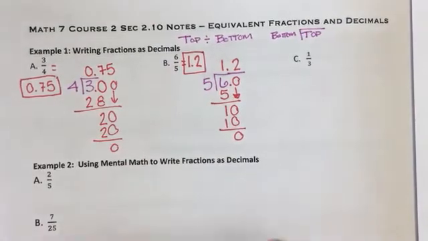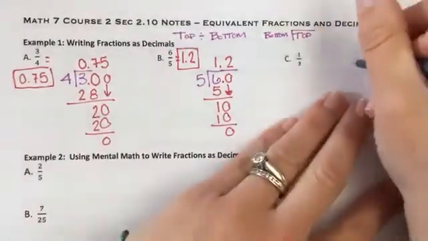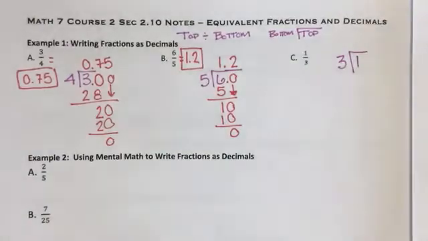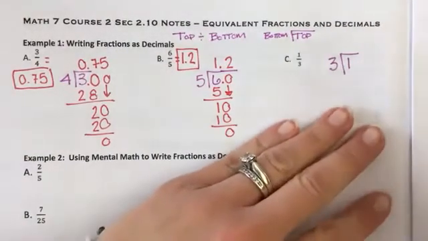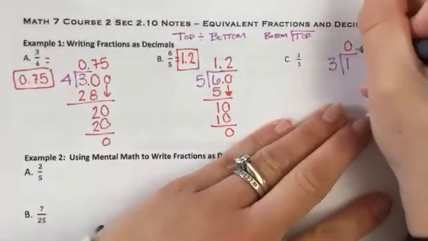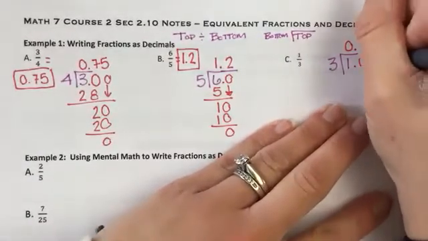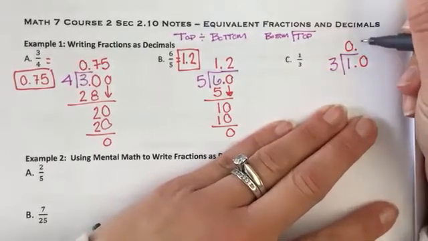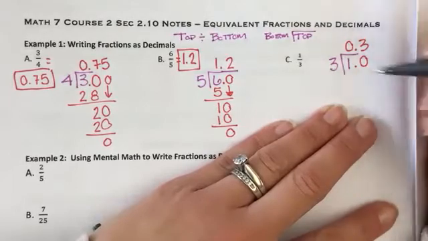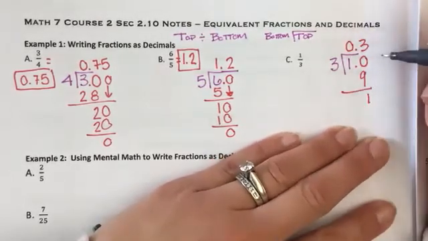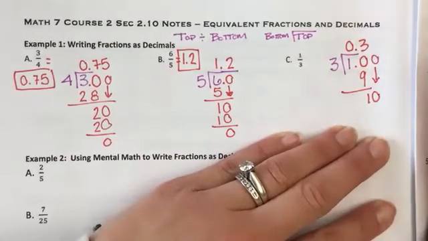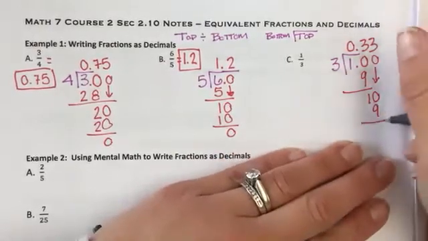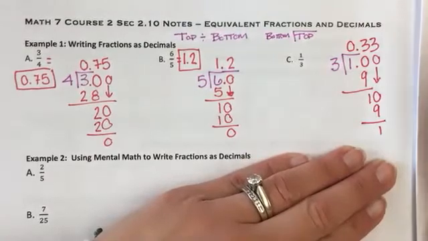Our last one here, again, top divided by bottom, so 1 divided by 3. 3 does not fit into 1 perfectly, so I put a 0 there. I have to add a decimal point and a 0. Does 3 fit into 10? It does, 3 times. 3 times 3 is 9. When I subtract, I get a 1. Bring down your 0. Does 3 fit into 10? It does, 3 times. Now you guys should notice that something's happening here, and this is going to keep happening.